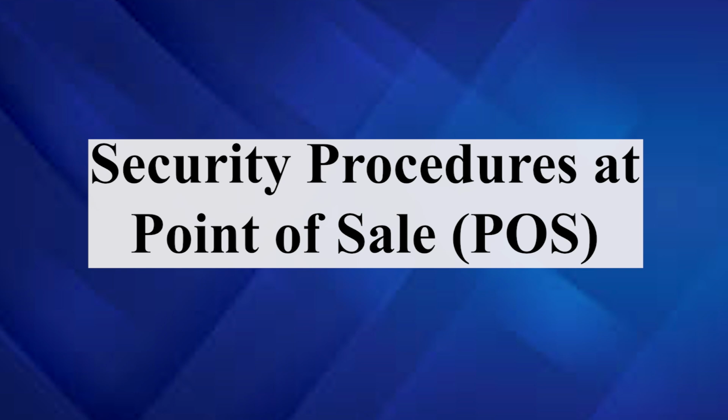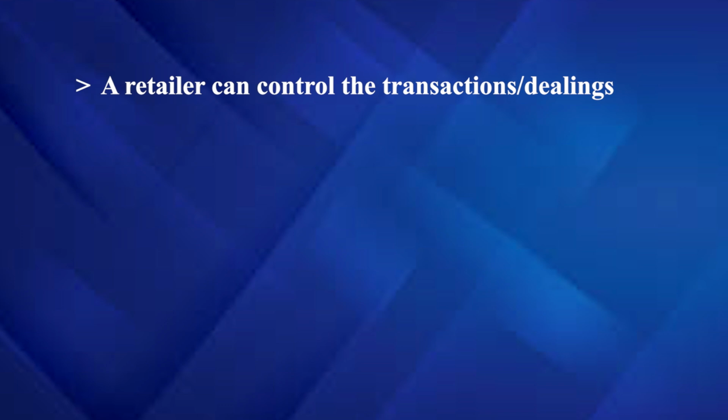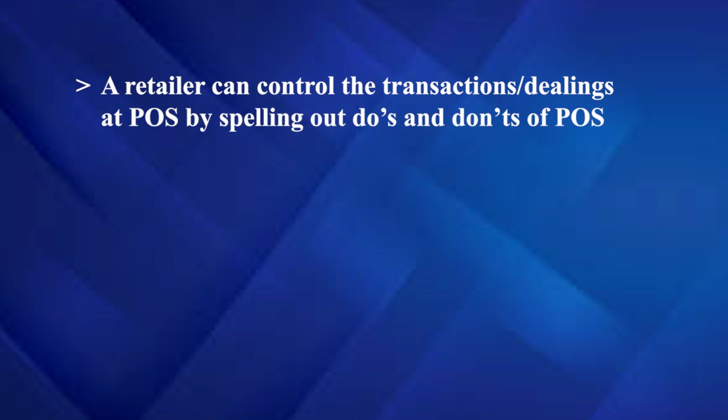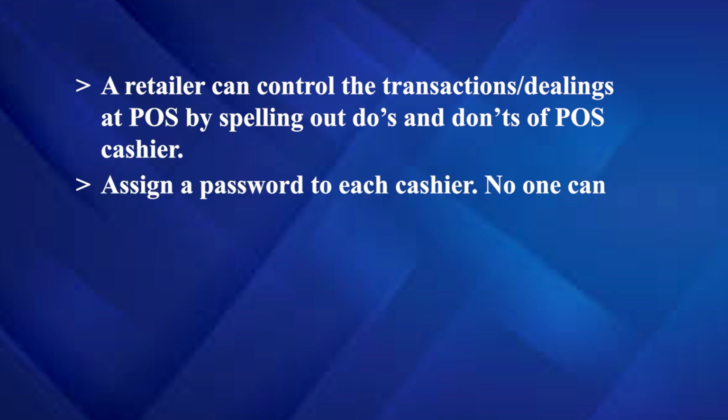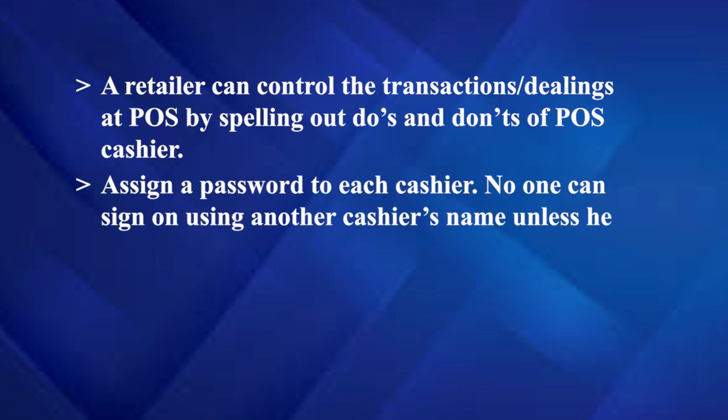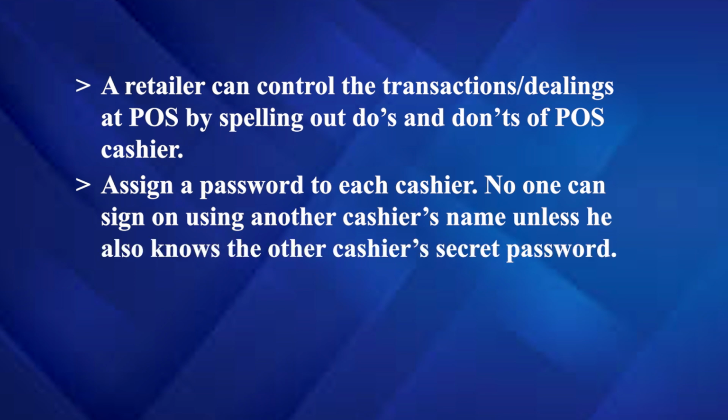The next topic is security procedures at point of sale, or POS. There are certain guidelines for a cashier to understand as security measures. They are: a retailer can control the transactions or dealings at POS by spelling out the do's and don'ts of the POS cashier. Assign a password to each cashier. No one can sign on using another cashier's name unless he also knows the other cashier's secret password.